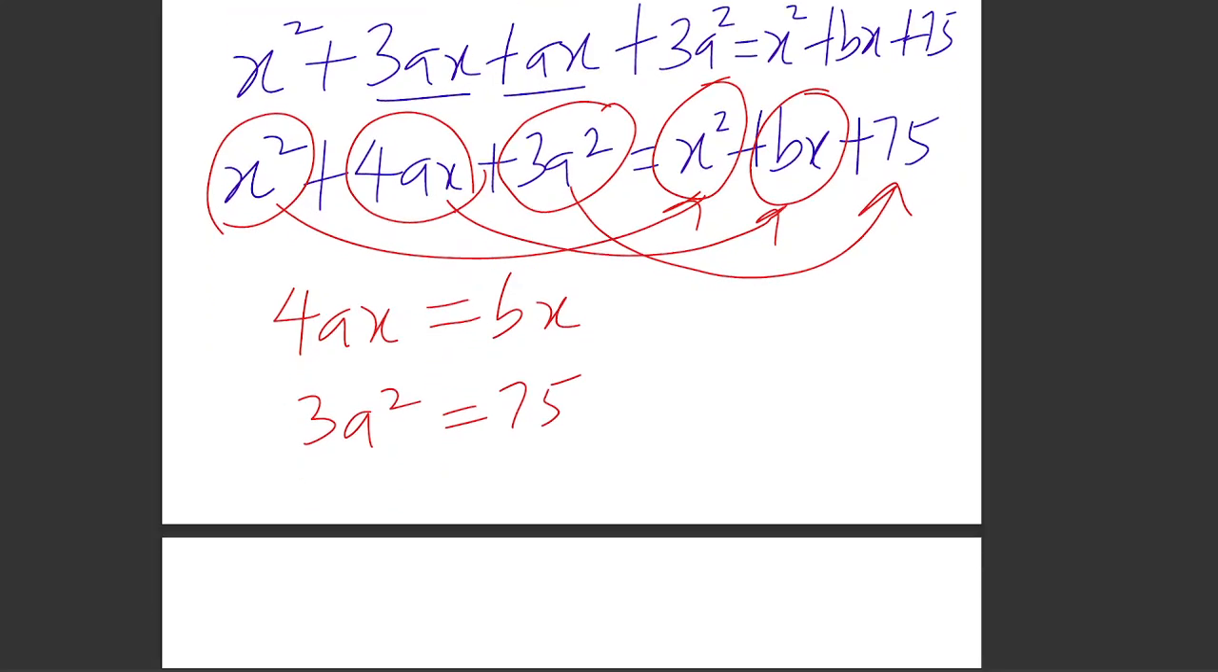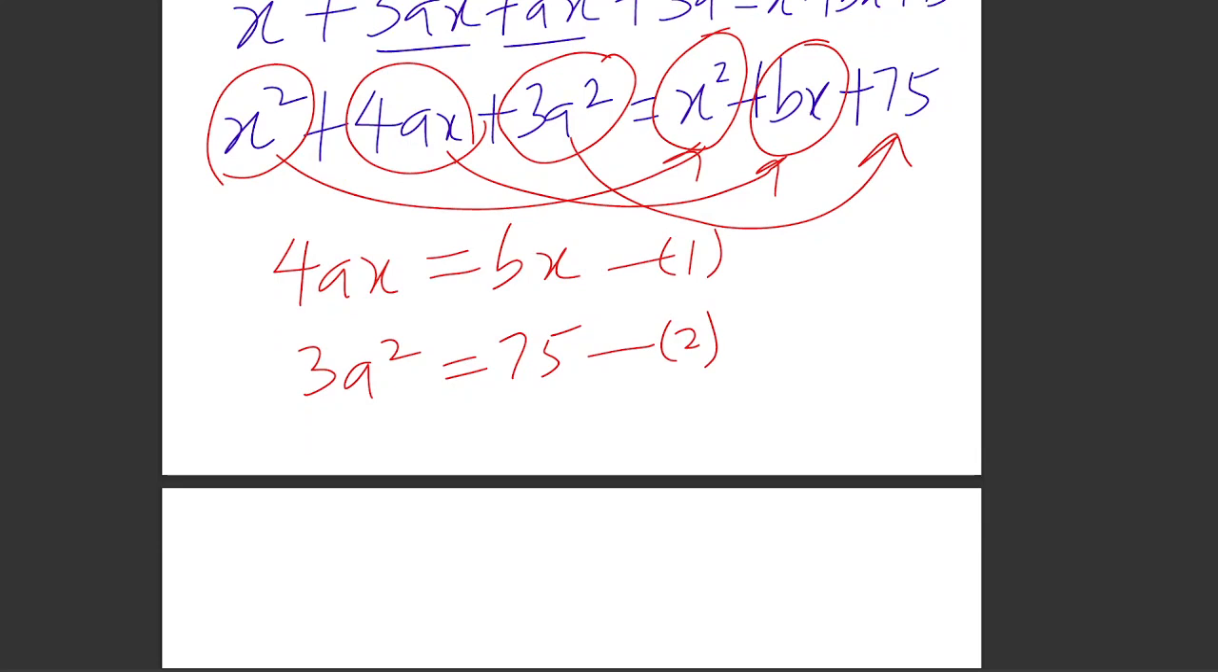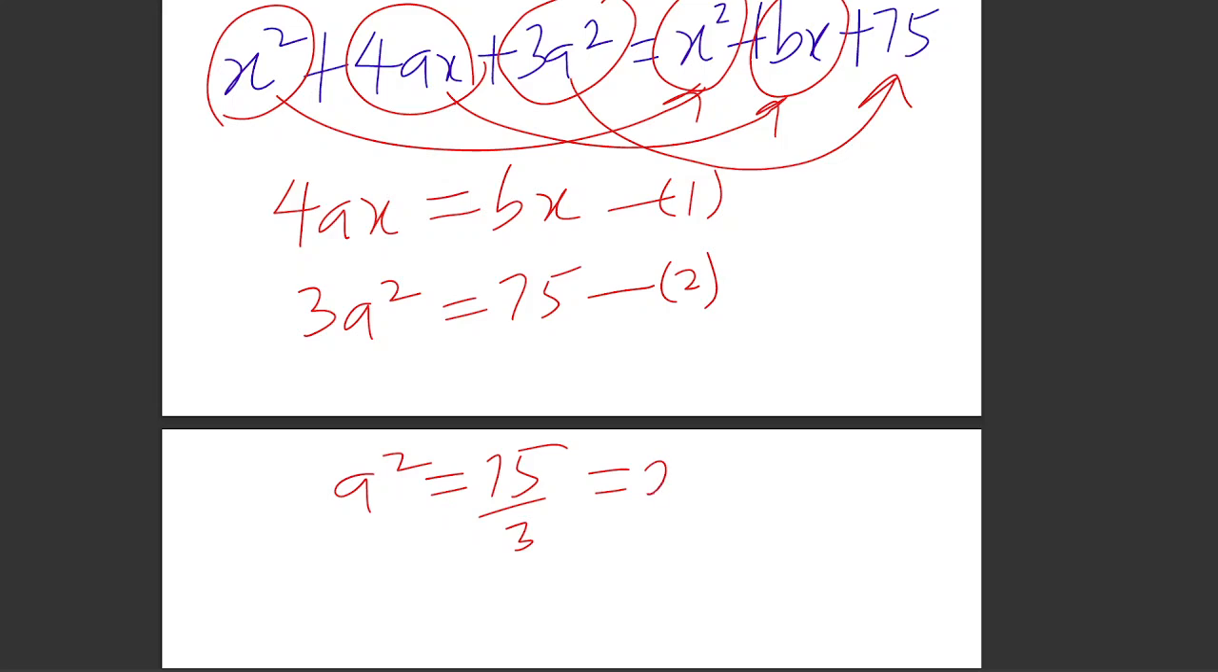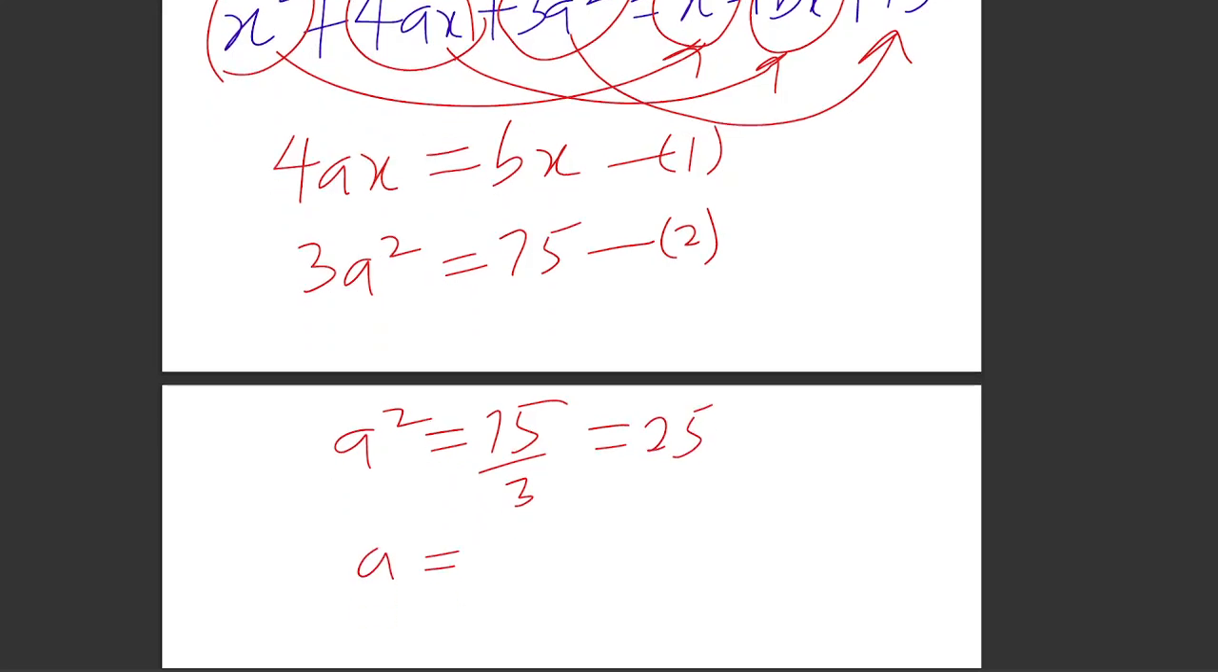Now, the question is this. We can find the value of a. This is equation 1. This is equation 2. We can find the value of a from this equation 2. So that means we are going to have a squared equal to 75 divided by 3, which will give us what? 25. Then a equals the square root of 25, and that gives what? 5. Am I with you?